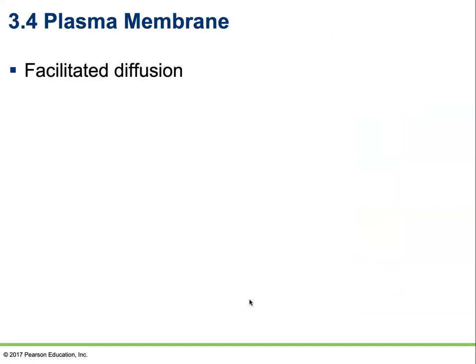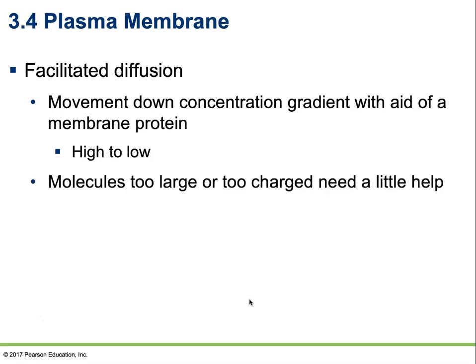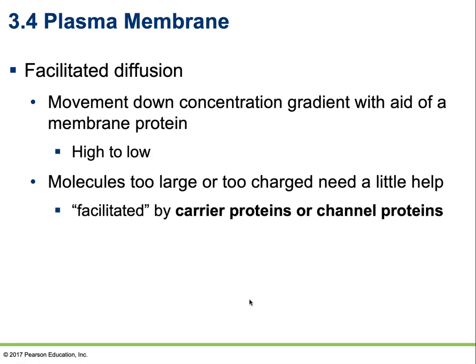Along with passive transport, there's also going to be a process known as facilitated diffusion. Facilitated diffusion is going to be very simple. They're similar. We're going to be moving down the concentration gradient, from areas of high concentration to low concentration. The difference being here that we're going to need a membrane protein to help us along. We're not going to be able to get through there on our own. So molecules that are too large or too charged are going to need help getting across that plasma membrane. They're going to be facilitated across by either carrier proteins or channel proteins.